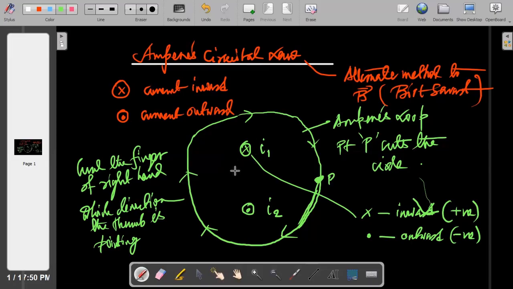Please do it, and you will easily find that. Since the thumb is pointing inside, we have considered this as positive current. So I1 we are taking as positive, and I2 we are taking as negative. Okay.